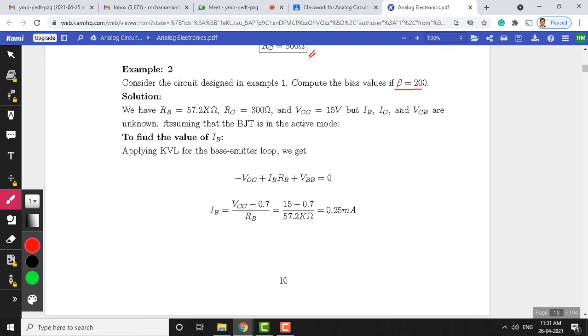Now, we have RB value as 57.2 kilo ohm, which we have taken earlier. We will retain the same value of RB, and RC also will retain the same value. VCC, the supply voltage, is 15 volts.